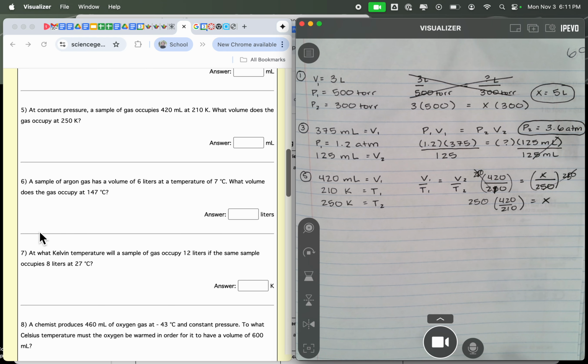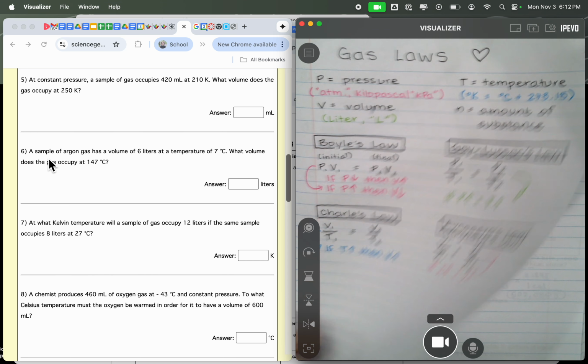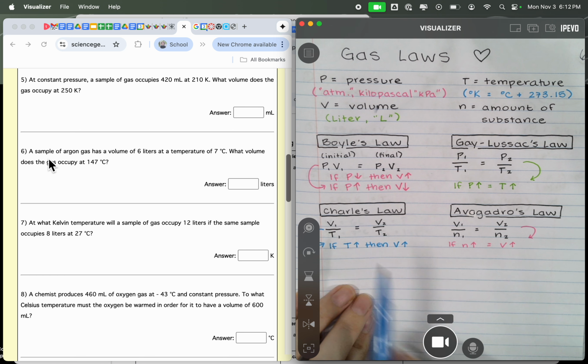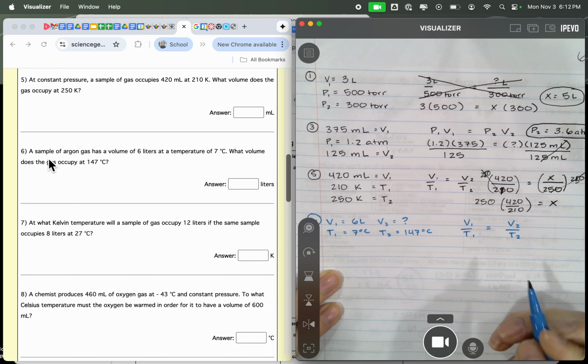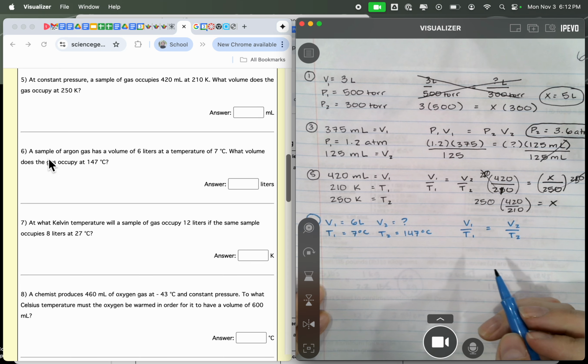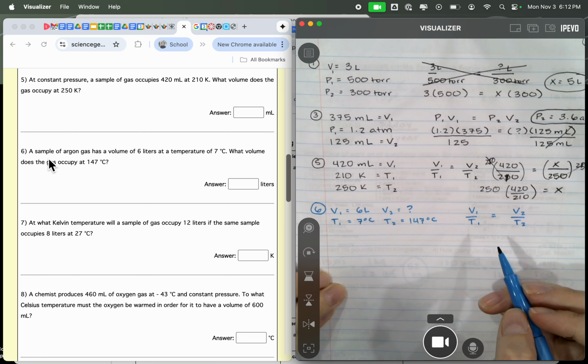I do know what gas law I need. I need Guy-Lussac's law. Wait, did I lie to you? Volume and temperature. I lied to you. I need Charles' law. There we go. So Charles' law is what we're going to use. I want you to pause this here and try to set it up. All right, so there's Charles' law. Pause it, set it up. Here we go. Now, we have a problem right off the bat.